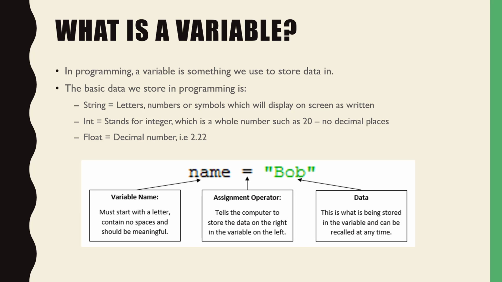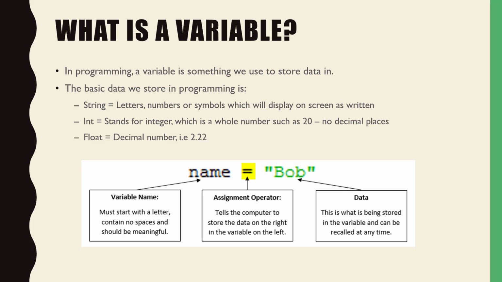A variable is made up of 3 parts, as shown in this example. First, we have the variable name. There are rules for writing variable names, and they are that it must start with a letter, not a number, it must not contain any spaces, and it should be meaningful, so you know what it is storing.